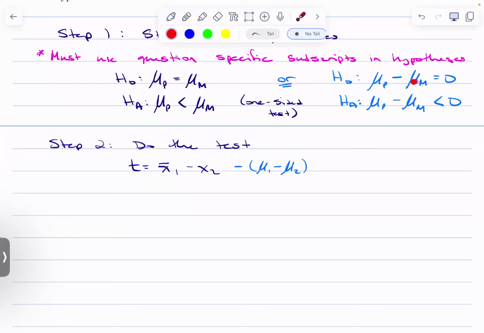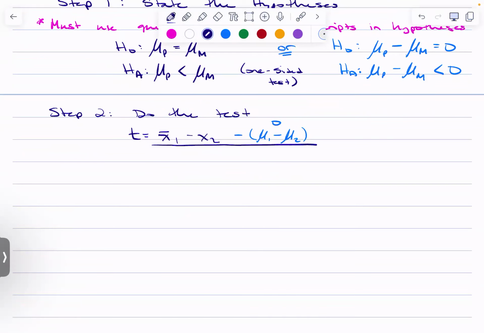But it's not on your formula sheet because we assume the null hypothesis is true. So then we assume that this difference is 0 always. That's why it's not on there. But technically, and divided by the square root of s1 squared over n1 plus s2 squared over n2.